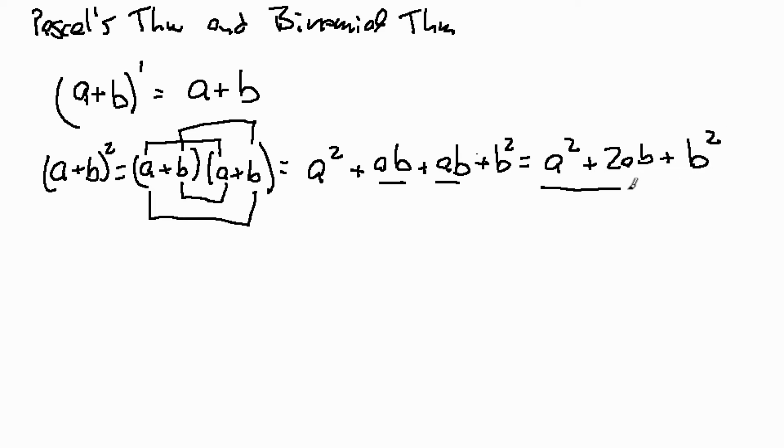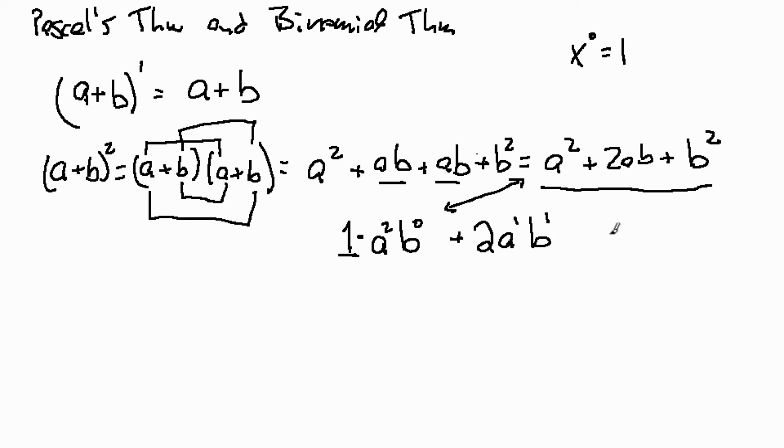And so this is the final result, but I want to write it a little bit differently. First of all, I want you to recall that anything raised to the 0th power is just equal to 1. So I want to write a squared differently. I want to say that a squared is 1 times a squared b to the 0. Remember, anything to the 0th power is just 1, and we're multiplying it times another 1 times a squared. So you can see that this term is the same as that term over there. And then I'm going to say plus 2 a to the first b to the first. And then plus 1 times a to the 0 b squared, and that corresponds to this term right over here.